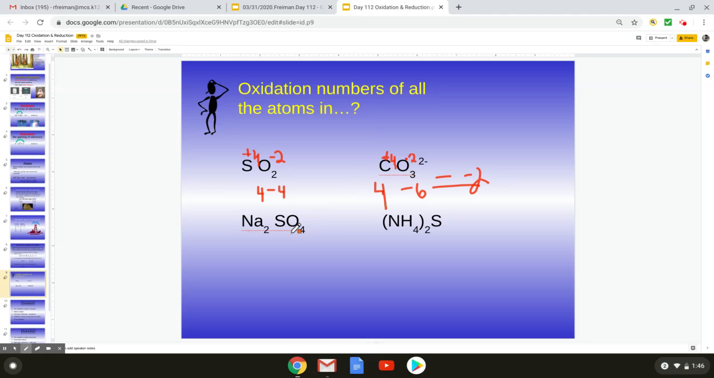In Na2SO4, oxygen is always -2. 4 times -2 is -8. Sodium, when you look at the reference table, only has one choice for an oxidation number, is +1. There's 2 of them, so 2 times 1 is 2. So 2 plus what, -8, gives us 0? Well, it looks like that has to be a 6. 2 plus 6 would be 8, minus 8 is 0. So that means sulfur is positive 6.